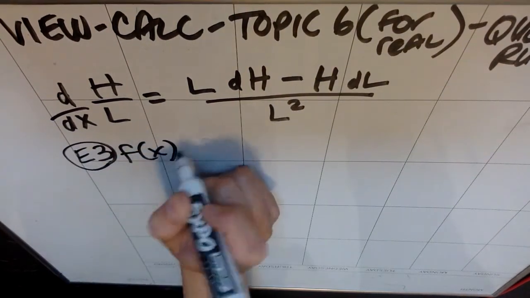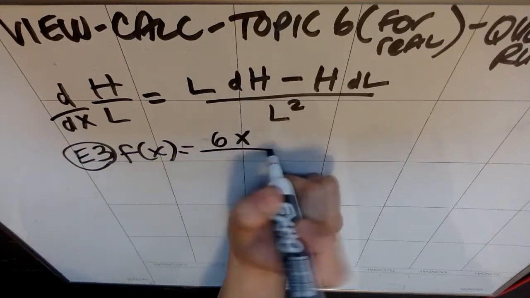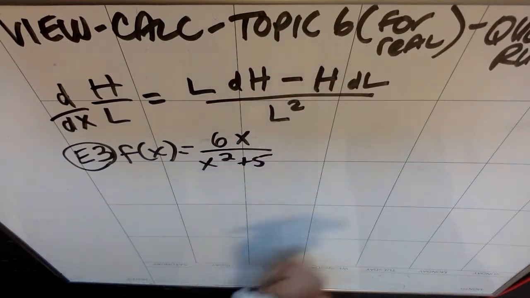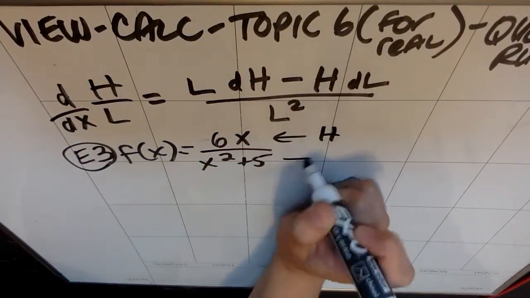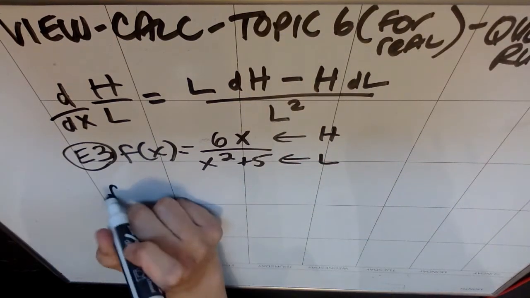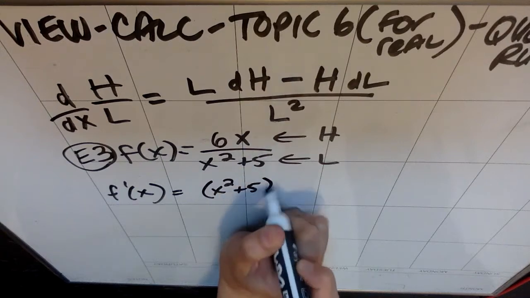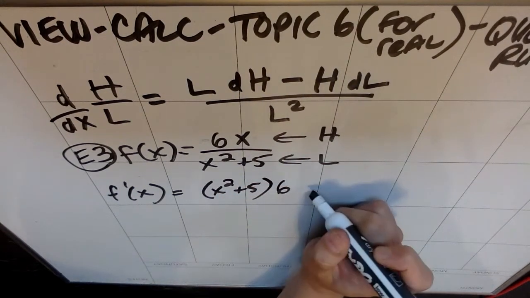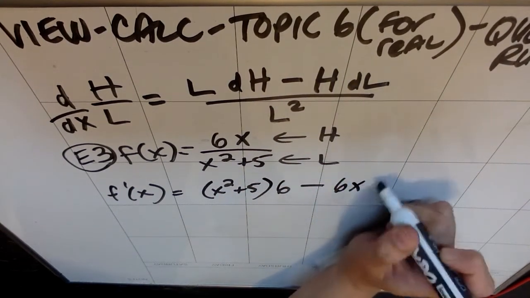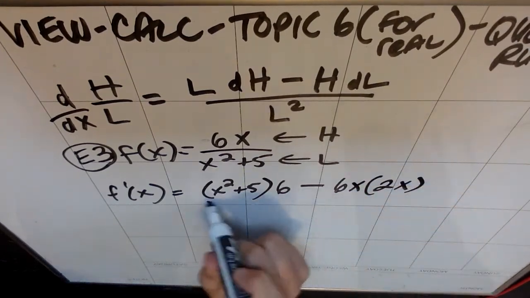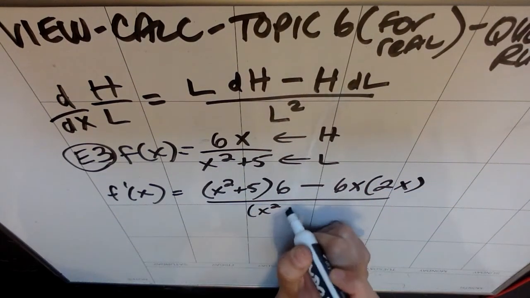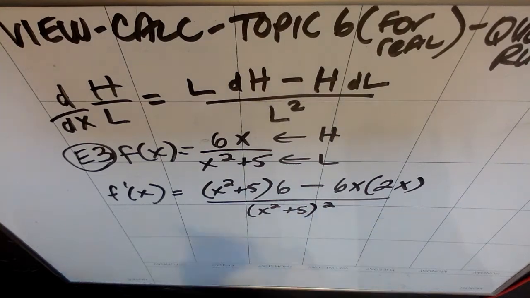F of x equals 6x over x squared plus 5. Okay, so there's my high function and there's my low function, right? So my f prime of x is going to be low, so x squared plus 5 in parentheses. D high will just be a 6, minus high, which is 6x. D low is a 2x. Draw the line, square the low, so x squared plus 5 quantity squared.